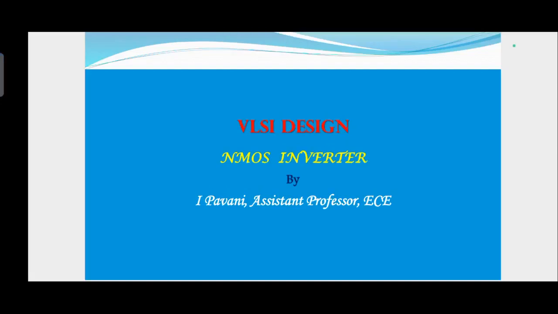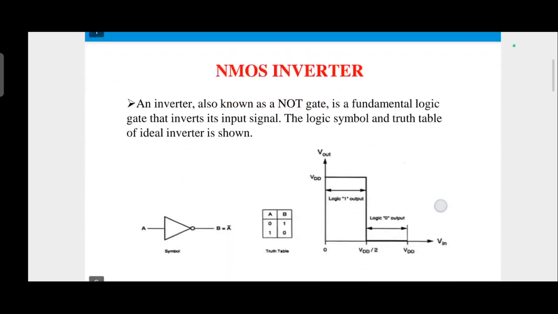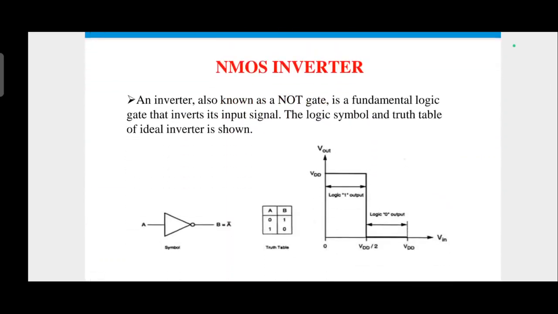In this lecture, we will discuss the operation of an NMOS inverter circuit. So what is an inverter circuit? An inverter circuit is also known as a NOT gate, which is a fundamental logic gate that simply inverts the input signal. That means if you give the input signal as low, that means low voltage, that is 0, it will give the output as high voltage, that means logic 1. Similarly, if we provide the input signal as high voltage, it will provide the low voltage as the output.